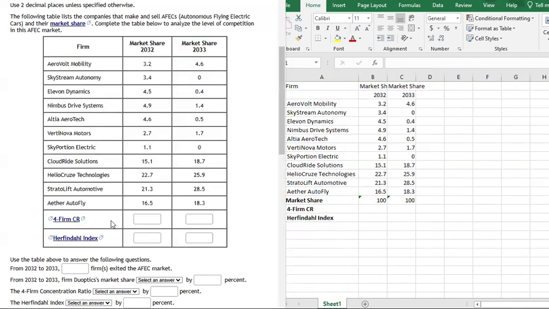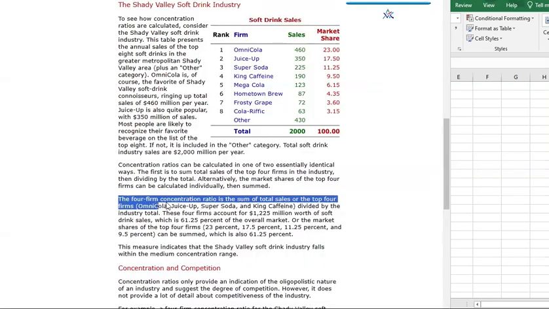There are two metrics we're going to use to evaluate the competitiveness of this market. One is the four-firm concentration ratio. CR means concentration ratio. And then the Herfindahl index. If you click on this link, it'll tell you how to calculate the four-firm concentration ratio. Right here, it says the four-firm concentration ratio is a sum of total sales of the top four firms divided by the industry total. We don't have sales, but we do have the market shares. So there's another way to calculate it.